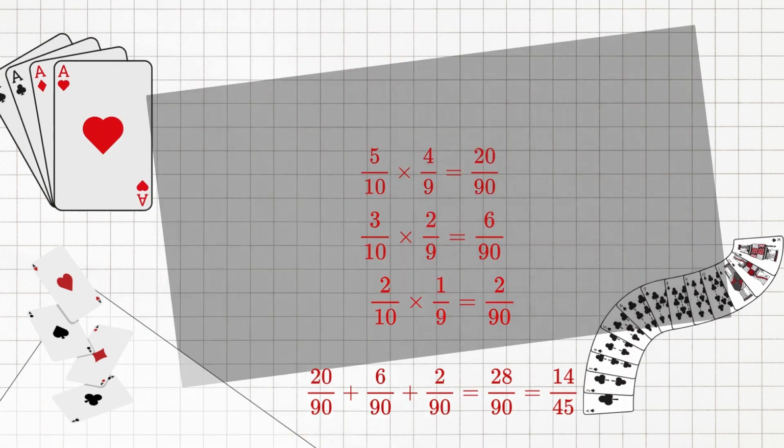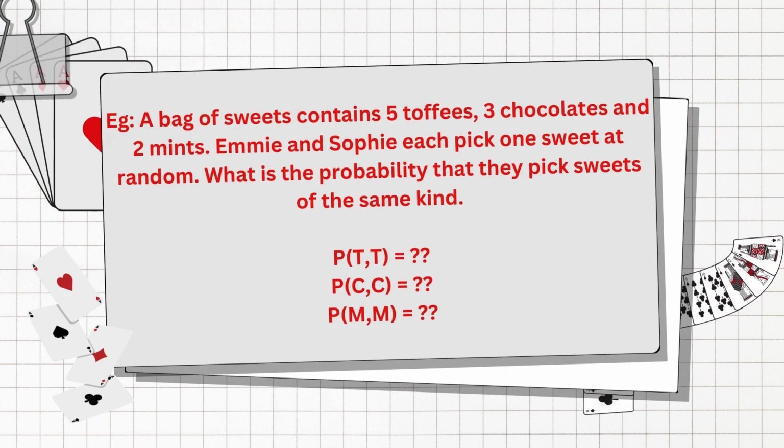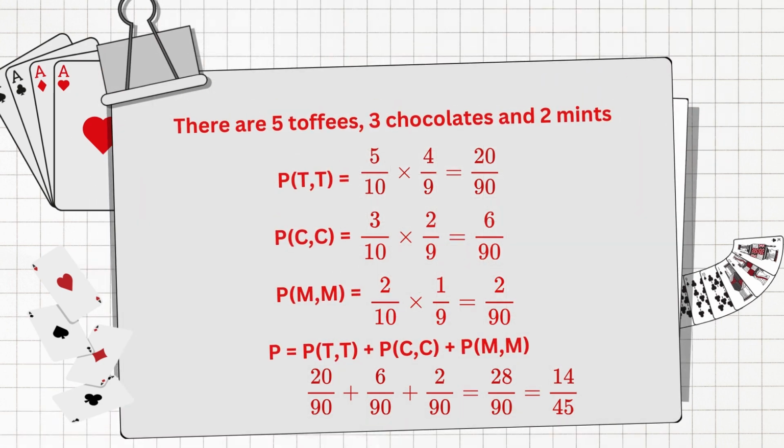Now, the question is asking, what is the probability that they pick sweets of the same kind? So the probability that they pick sweets of the same kind can be either of these options. It can be the probability of picking 2 toffee sweets, or the probability of picking 2 chocolate sweets, or the probability of picking 2 mint sweets. So I'm going to add all these answers to know the probability of picking 2 sweets of the same kind. So that will be 20 over 90 plus 6 over 90 plus 2 over 90. So the probability of picking 2 sweets of the same kind will be 28 over 90.